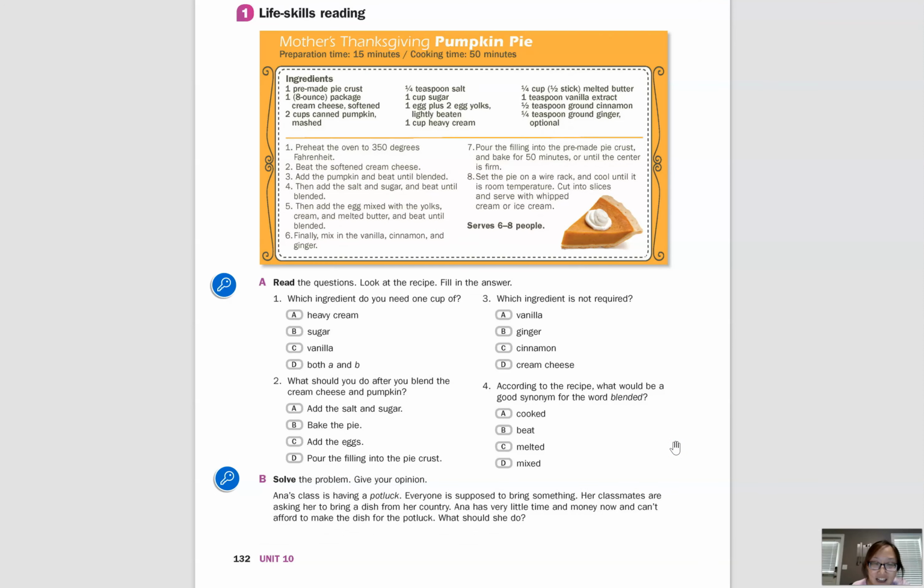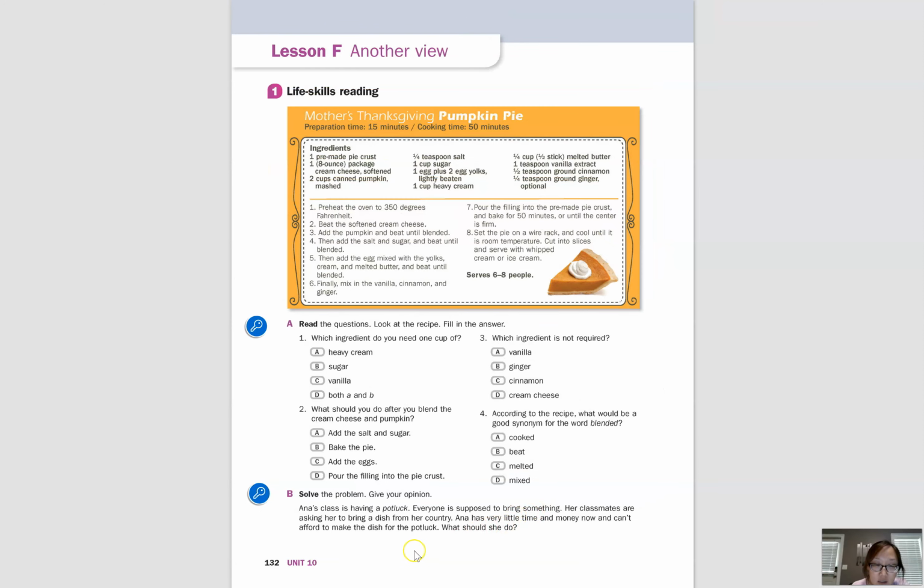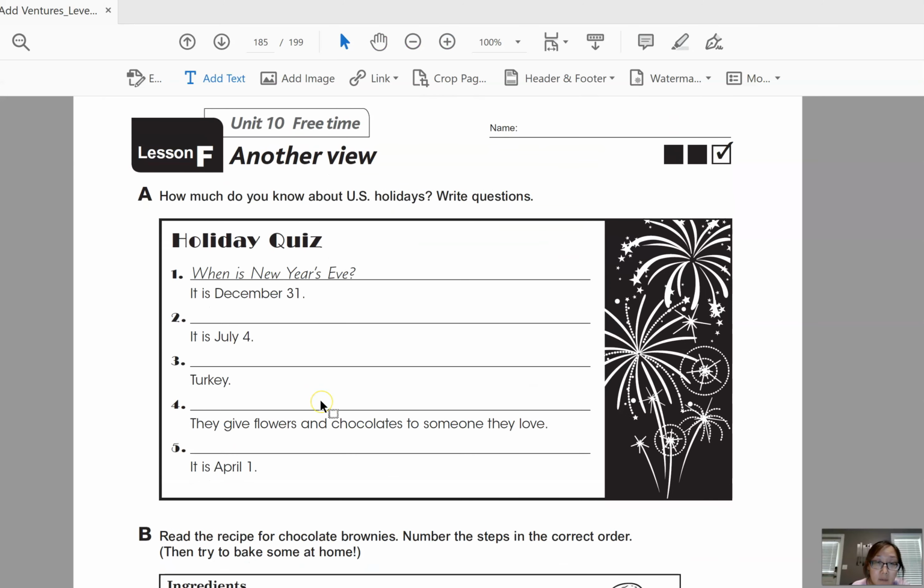Okay, so we're going to look at a worksheet before we move on to the next page. So let's look at this one. Okay, so let's take a look at exercise A. How much do you know about U.S. holidays? Write questions. Okay, so let's look at the first one.